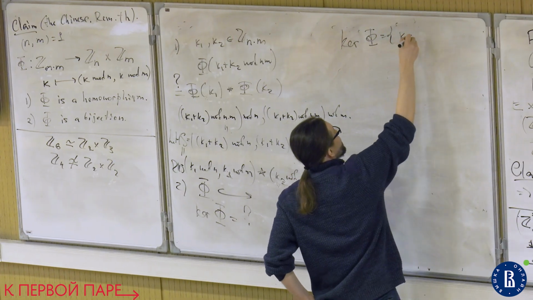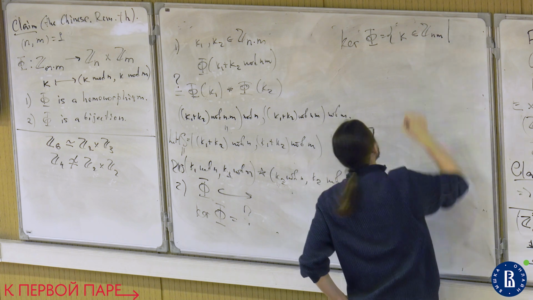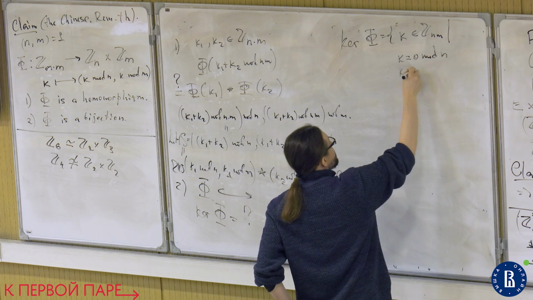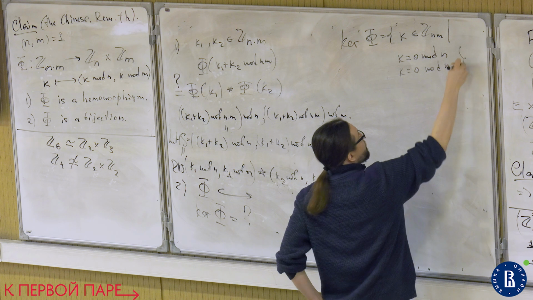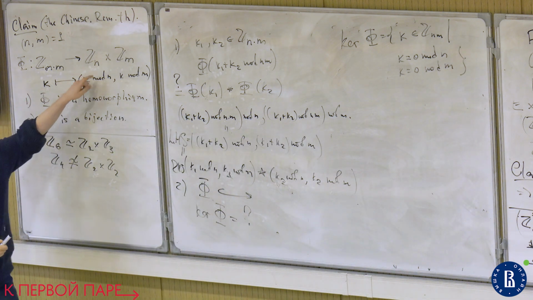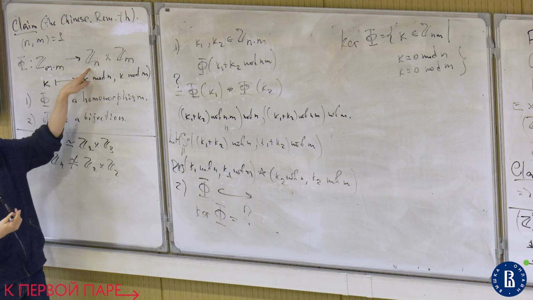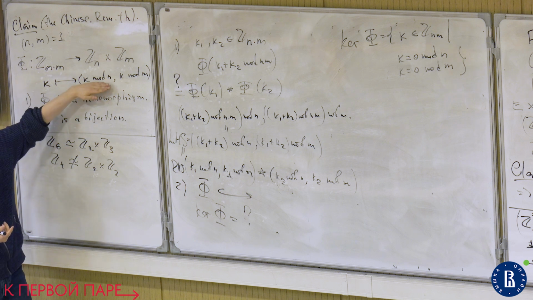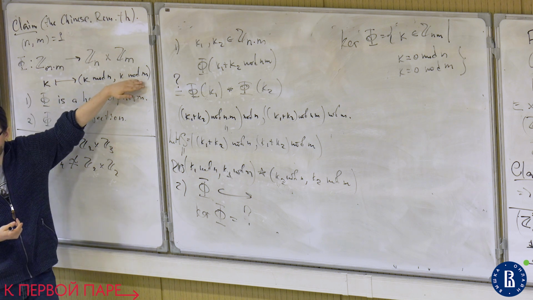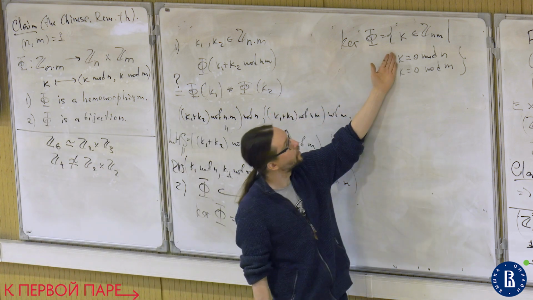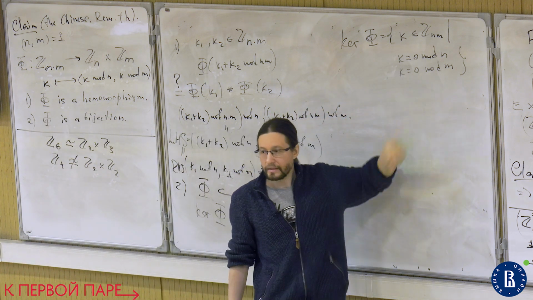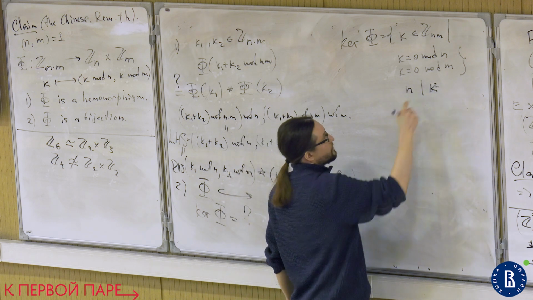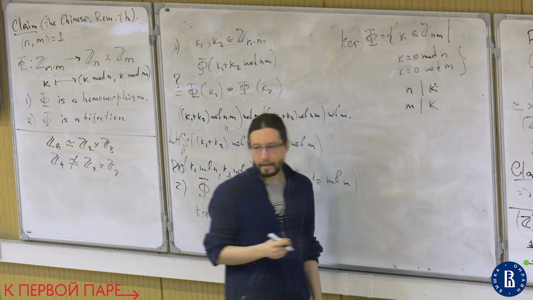Well, it consists of elements k from Z_{nm} such that k is equal to 0 modulo n and k is equal to 0 modulo m. Well, because what is the zero element here, the neutral element? The neutral element here is the pair (0, 0). So when k goes to (0, 0), it means that k modulo n is 0 and k modulo m is 0. But what does it mean? It means that k is divisible by n and k is divisible by m.